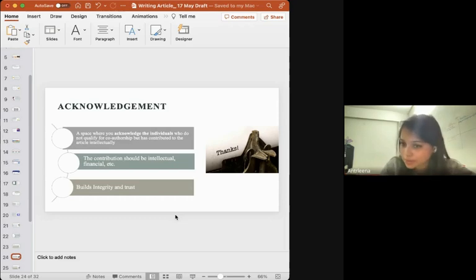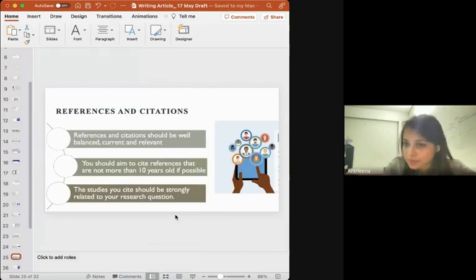It only builds your integrity. It also builds trust, because if you are able to pay credit, it showcases that you're not self-absorbed. You're not just thinking about yourself, but you're also thinking about the academic community, and it really helps in your growth. So always do that. If you're getting a sufficient amount of help from someone, it's best to acknowledge the people who have helped you in this journey. And the next part is references and citations. Something that is very important.